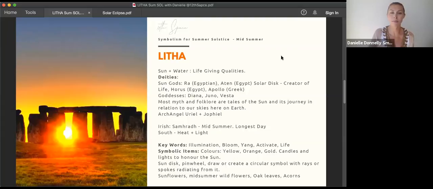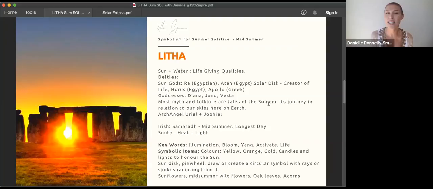So with Litha, or summer solstice, midsummer, essentially this is where the sun, or the light, and the water join together. This is the life-giving qualities that we all hold within ourselves. Our cells are water, and they are made up of an electromagnetic force, light. And then they are housed within our body, so that's the earth. So these life-giving qualities are really being celebrated when the sun moves into Cancer. That's what we're celebrating for solstice.